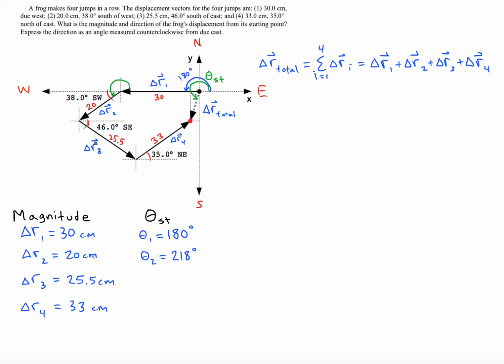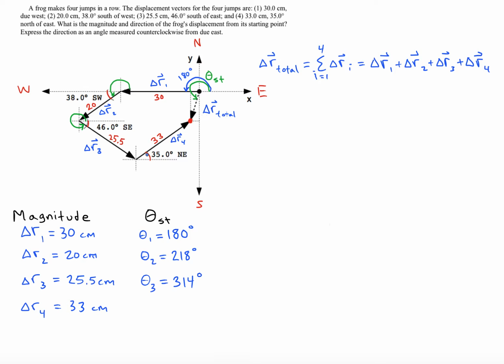Okay, now let's find the angle R3 in standard position. Here's a little reference that I drew which shows the positive x direction. So let's start here and go all the way around. It's more than 270 degrees. We can use 360 minus 46. That's 314 degrees.